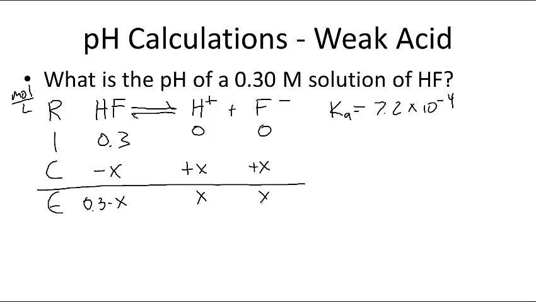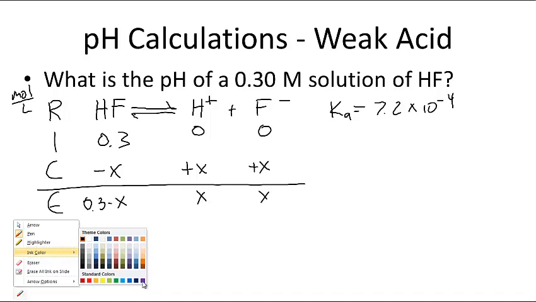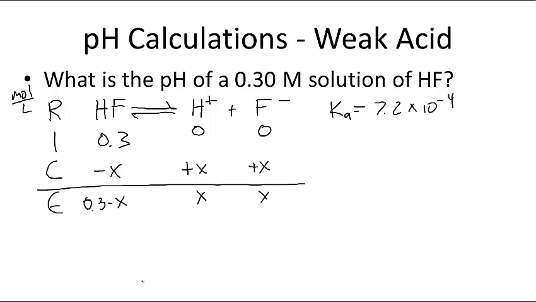All right, Ka. One thing you notice if you look at your Ka sheets is that most of the Ka values tend to be pretty small. This is kind of borderline small. So let's use the approximation, and then we'll decide if our approximation was decent. So we'll approximate that 0.3 minus X is still roughly equal to 0.3. That's going to make the math a lot simpler.